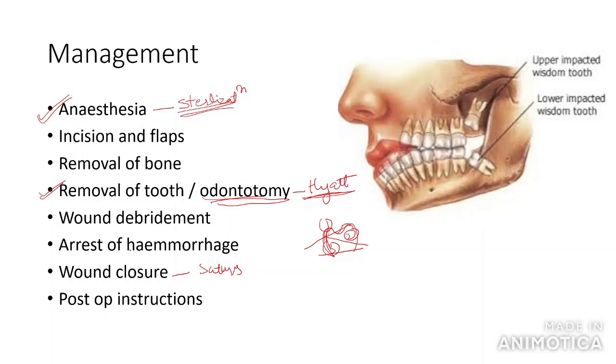So the next thing is wound debridement. After you have removed the tooth completely, you're going to debride the socket, use curettage maybe to curette the socket, and then use betadine irrigation and attain proper hemorrhage control. After that, you're going to place sutures and close the socket, and give post-operative instructions to the patients. Now, in post-operative instructions, the most important instruction is advising warm saline rinse. And there are certain other instructions like medicines and medications. So you have to remember that in your mind.